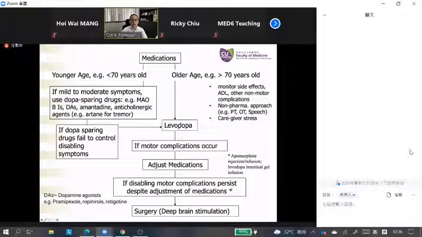Okay, so I will use levodopa for a younger person if dopa sparing drugs fail to control disabling symptoms. And I will use the lowest possible dose of levodopa. And usually, say, after 5 years down the road, the patient may develop some motor complications we call peak dose dyskinesia and wearing off.